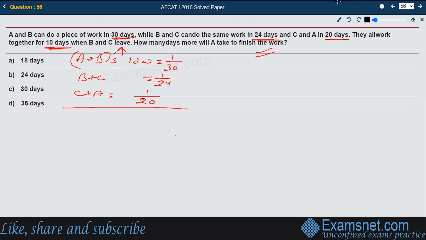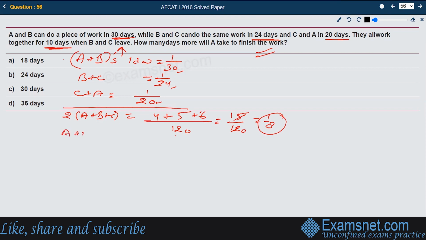Now, if we want to know the combined 1 day work of all of them together, we need to add all these three equations. If we add, on the left hand side we get twice of A plus B plus C, equal to, and if we take the LCM of 30, 24, 20, the LCM is 120, and it's going to be 4, 5, and 6. If we add, this becomes 15 by 120, and that is nothing but 1 by 8. So twice A plus B plus C is 1 by 8, so A plus B plus C is simply 1 by 16. That is the combined 1 day work of A plus B plus C together.